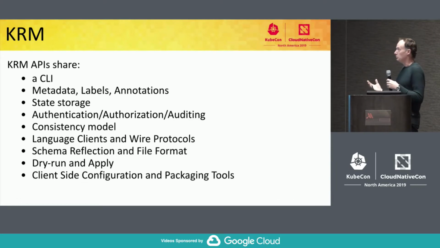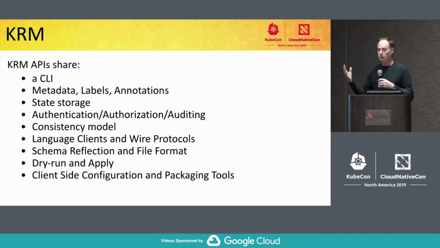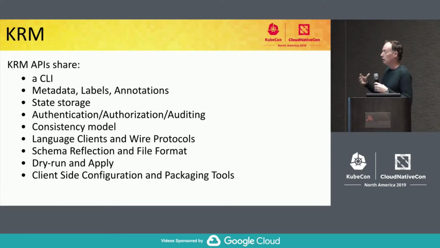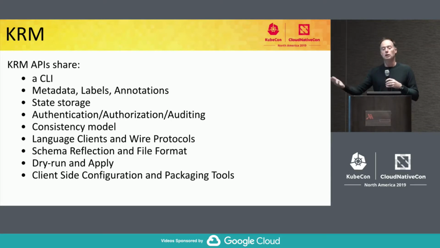So what are some common attributes for KRM APIs? Most of you know this, but I'm going to recapitulate this for people that maybe are new to this. They all share at least one CLI they can interact with, kubectl. They all have metadata like labels and annotations. They all share one state storage, which means the API implementation is stateless and somebody else gets to worry about the backup. They all share a common authentication, authorization, audit logging model. They share a consistency model for better or for worse. Some people don't like eventual consistency, but at least consistently expecting it sets expectations.